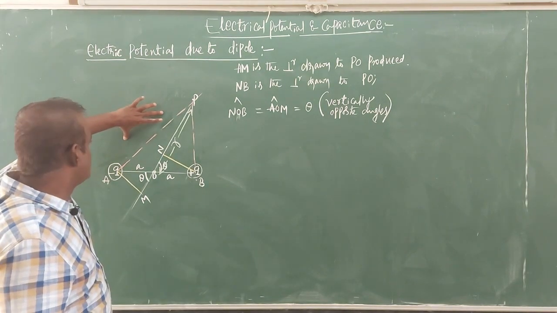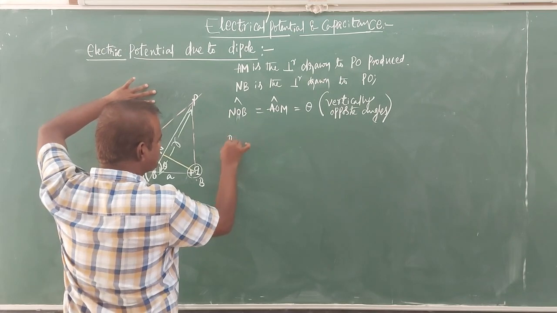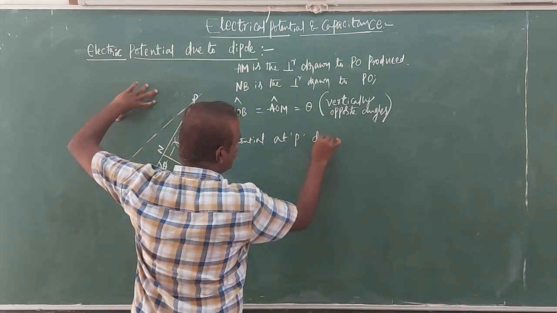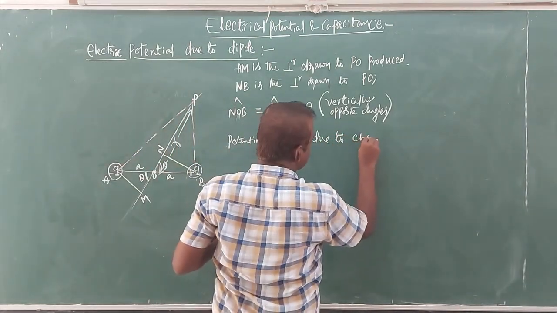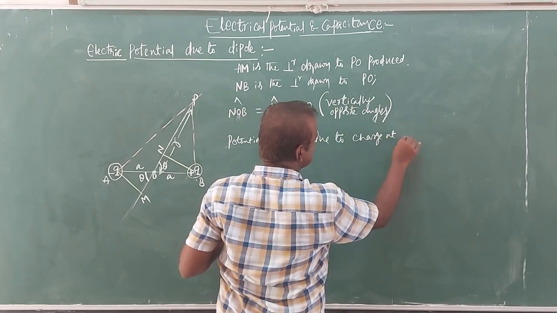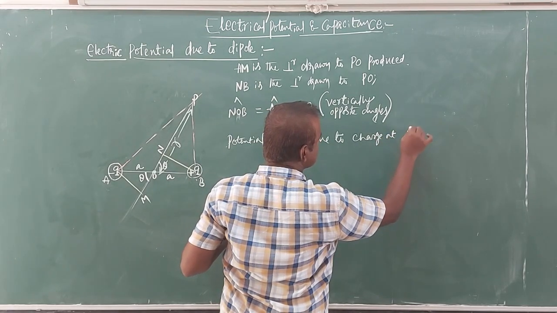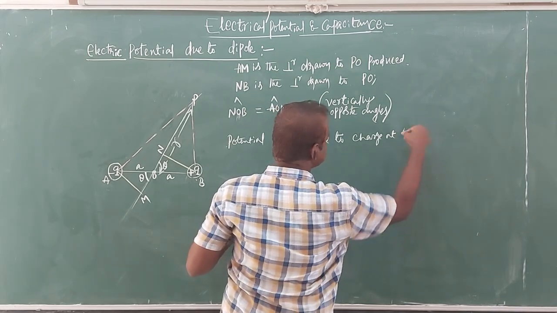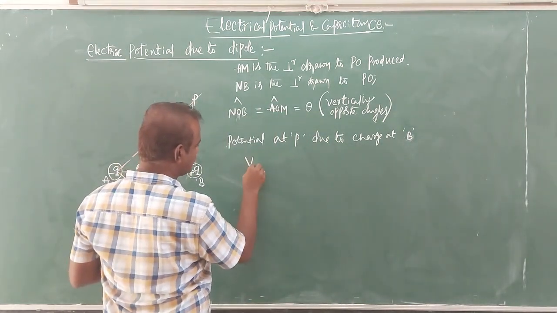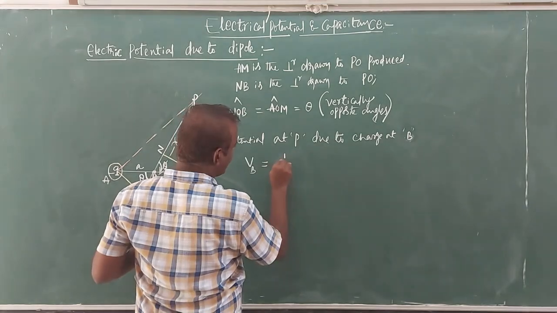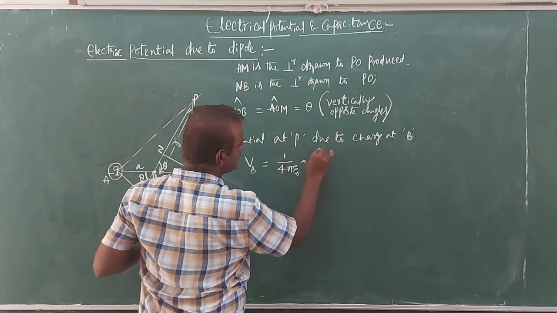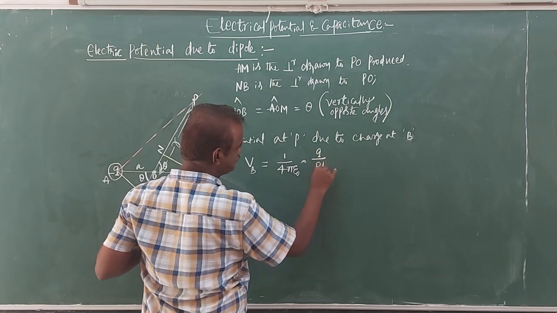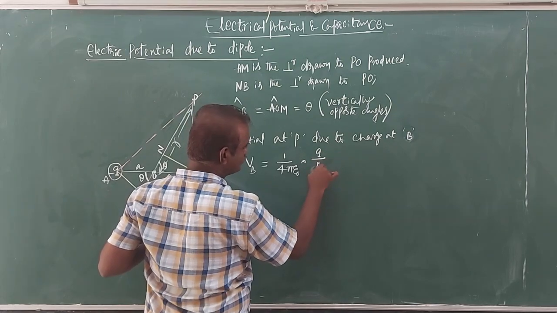Remember, we have to write first the potential at P due to the charge at B, right? That is VB, equal to 1 by 4 pi epsilon naught times q divided by the distance PB. This being positive, hence I write it first. That's all. This distance is PB, so BP.